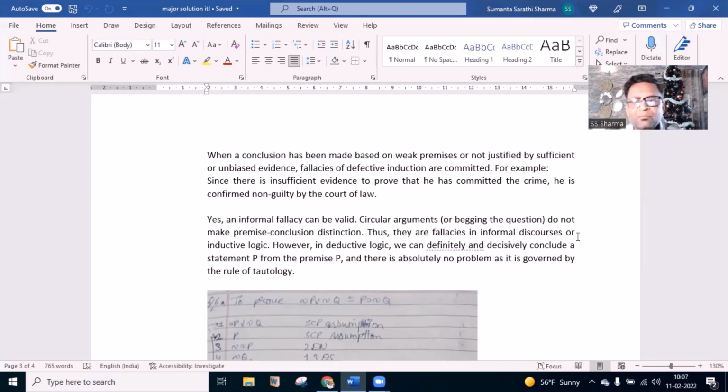So from P, you can always derive P in deductive arguments, but in inductive arguments, if you are doing it, people will call it a circular argument, right? Or it is begging the question. So an informal fallacy can be a valid argument. And this is a very intriguing and interesting thing which you should know. Something like this was also discussed in the class, but maybe many of you have not followed.